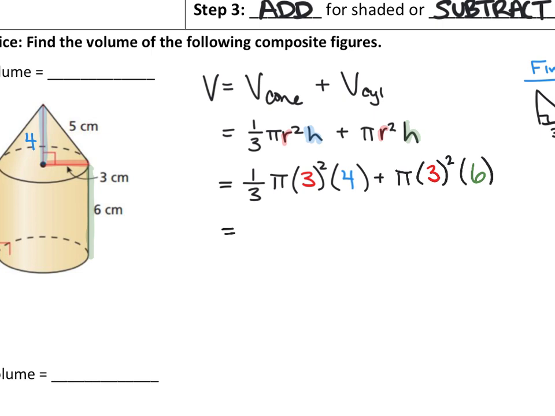What did you get? I see you're still typing. Sorry, I went faster than you. Did we get 37.7? Yes? Then we go to the next part, the volume of the cylinder. Type in your calculator, pi times 3 squared times 6.